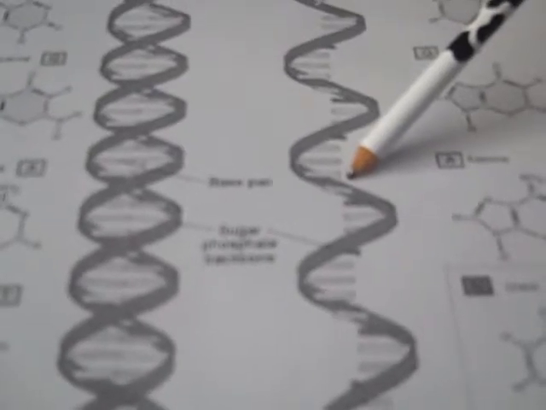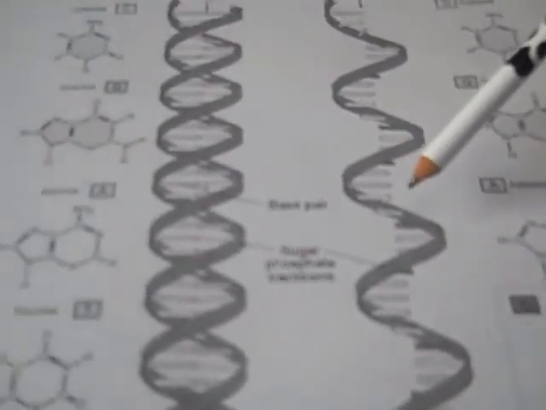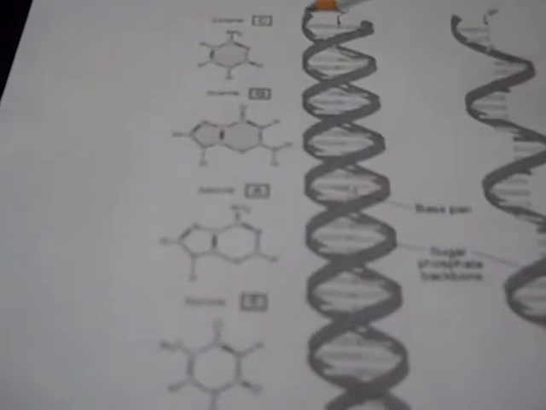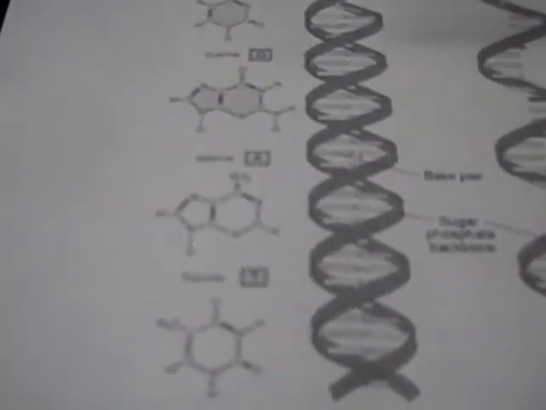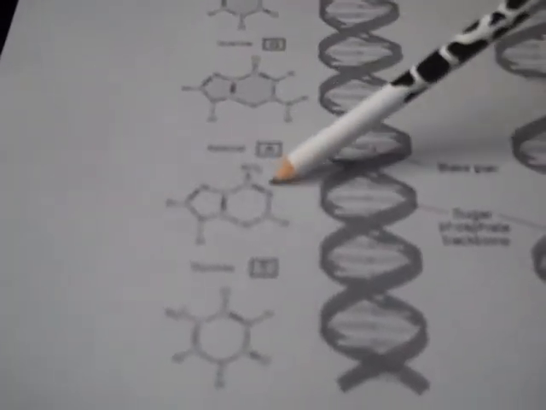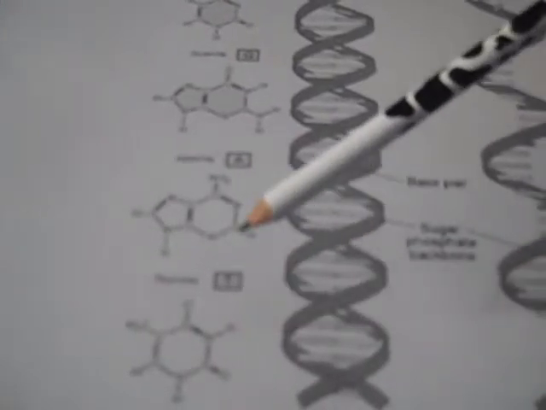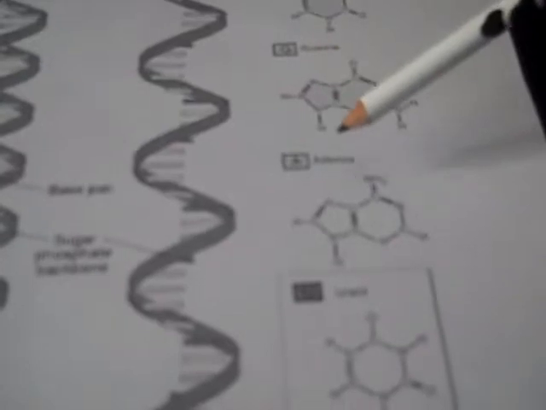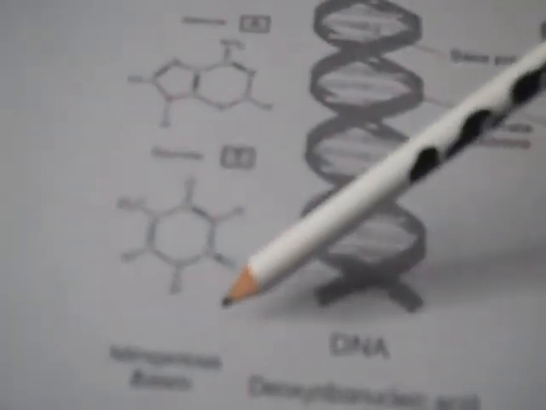So that's one of the differences between DNA and RNA. The other difference is the bases that make them up. In DNA, we have cytosine, guanine, adenine, and thymine. Sorry if you can't read it. For RNA, we have three of the same: cytosine, guanine, and adenine. The key difference, though, is that we have uracil, the U, instead of thymine in DNA.